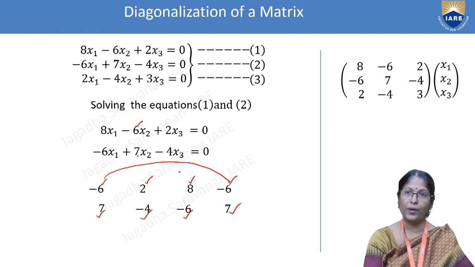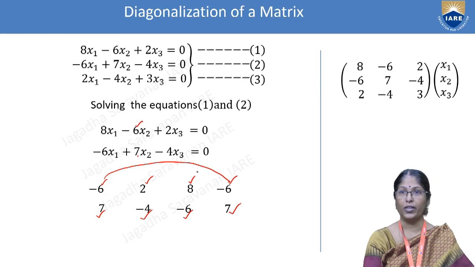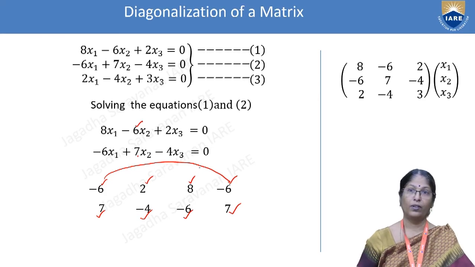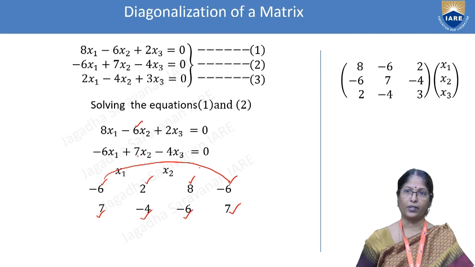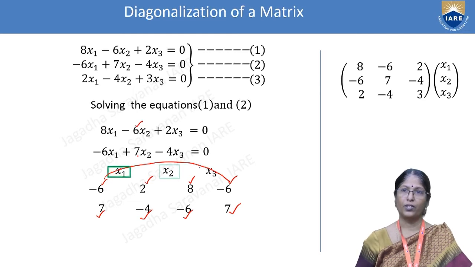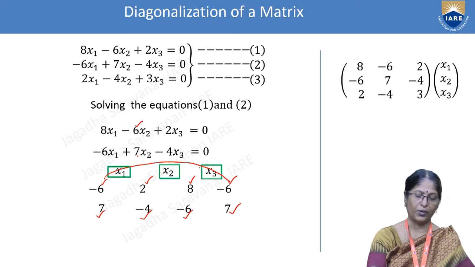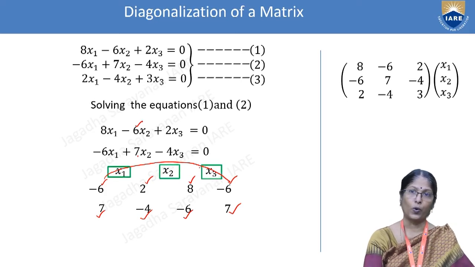This is the simplest method to solve the equations to find the values of this eigenvector x1, x2, x3. That is, a capital X equal to x1, x2, x3. You can see this one, the rectangled one. This is the combination of x1, x2, x3.